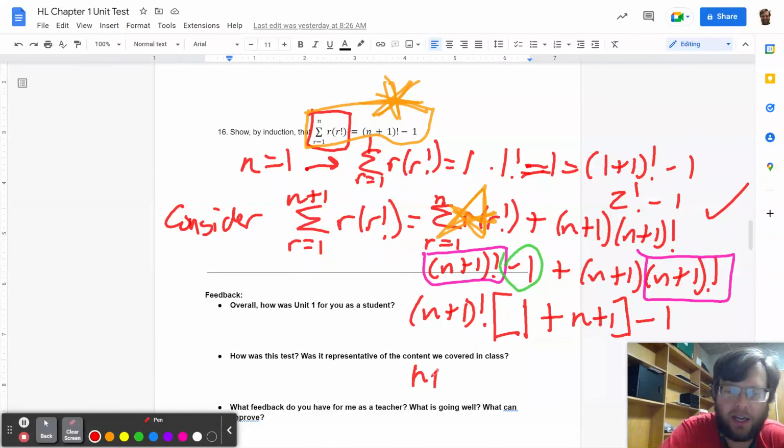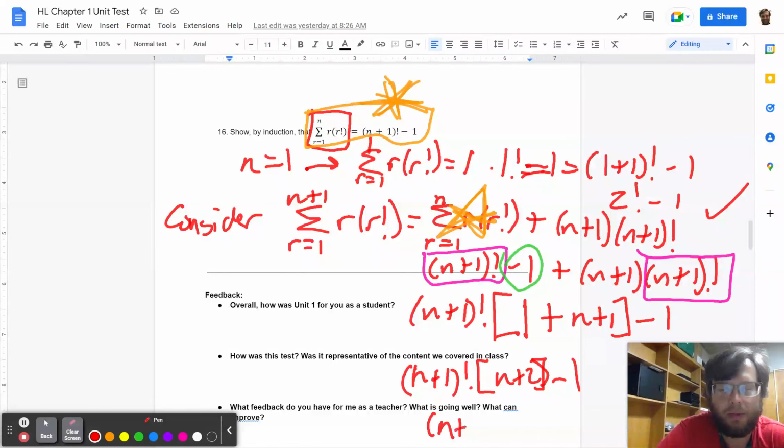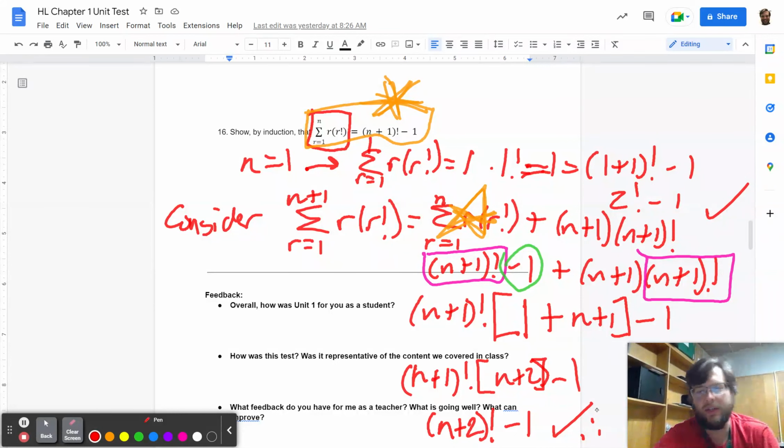So now we're sitting at n plus 1 factorial, and here we've got n plus 2, and here we've got minus 1. And that's great, because n plus 1 factorial times n plus 2 is n plus 2 factorial minus 1. Check. Boom, boom, boom. That's what we wanted to prove, because that is the next term on the right-hand side of our conjecture. So there you go. 3 more examples of induction.